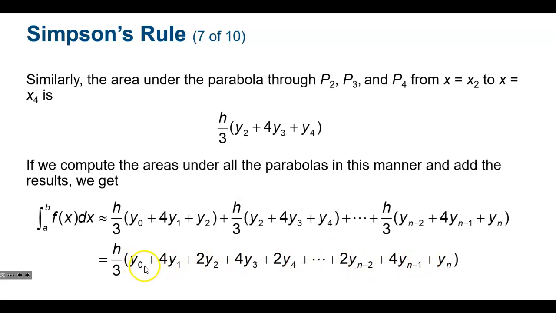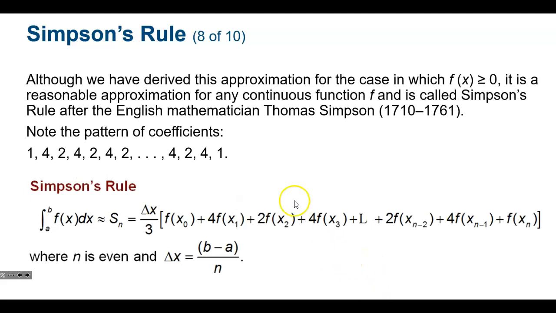y subscript 0 plus 4 y subscript 1 plus 2 y subscript 2 plus 4 y subscript 3, and so on. Although we have derived this approximation for the case in which f of x is greater than or equal to 0, it is a reasonable approximation for any continuous function f, and it is called Simpson's rule after the English mathematician Thomas Simpson.